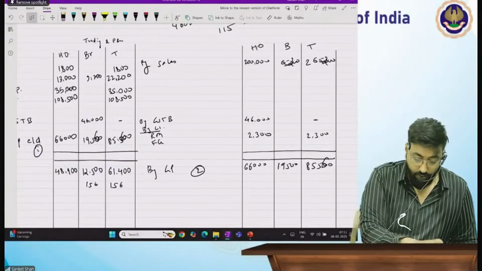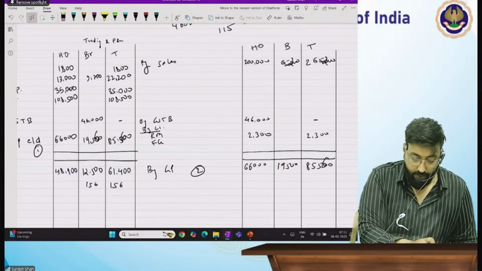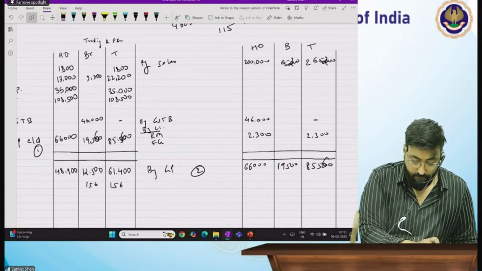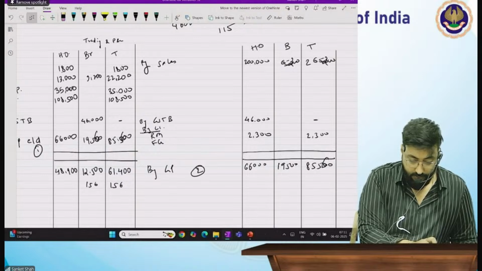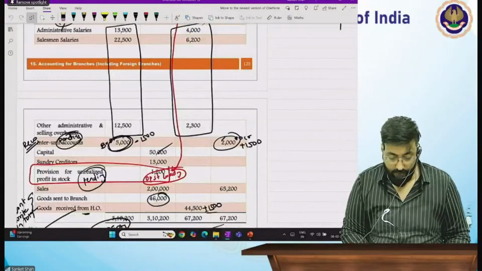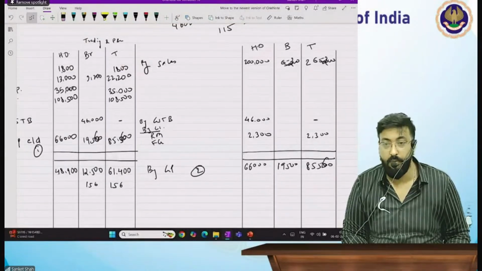Now calculate closing stock: 1,800 plus 13,000 plus 35,000 plus 1 lakh 8,500 plus 66,000 minus 2 lakh 46,000. 2,300, 15,000. I forgot something. 1.8 plus 13 plus 35, 66. I forgot something. See what I forgot?